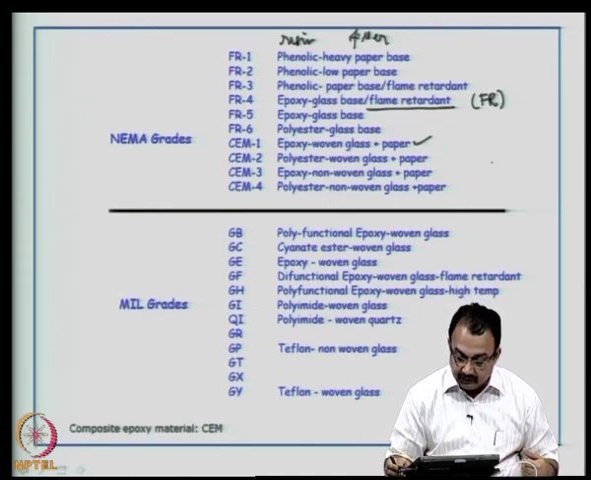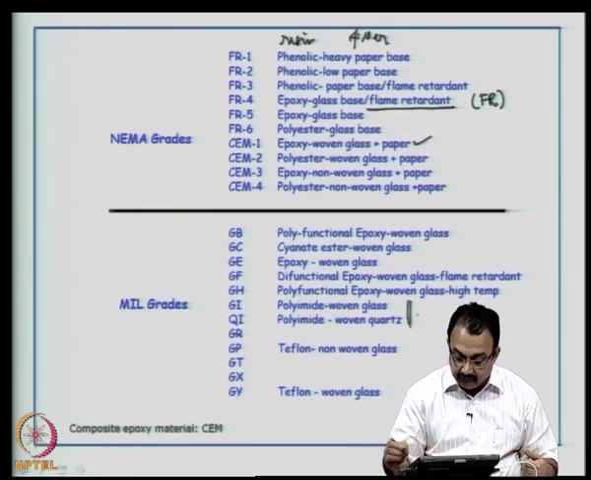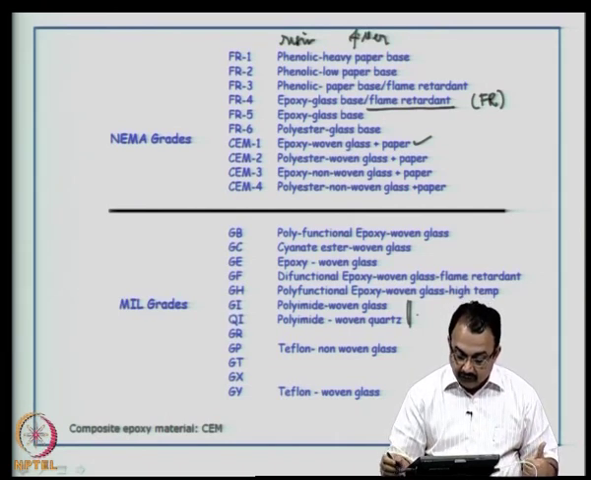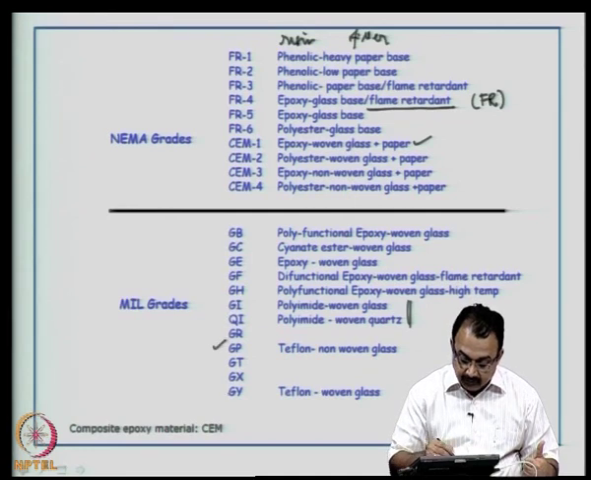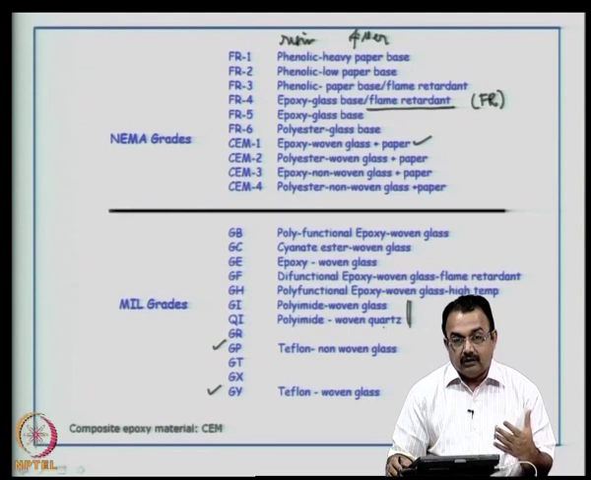You have GB, which is polyfunctional epoxy woven glass. Then in polyimide category you have GI and QI. GI means polyimide with a woven glass structure, and QI is polyimide and woven quartz material. For Teflon you have GP and GY and so on. Now, the cost variations are always there.